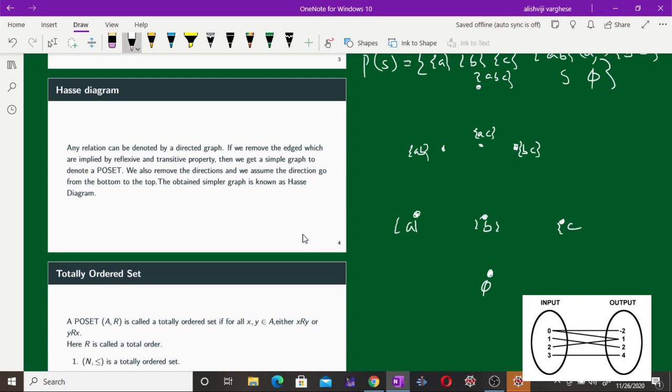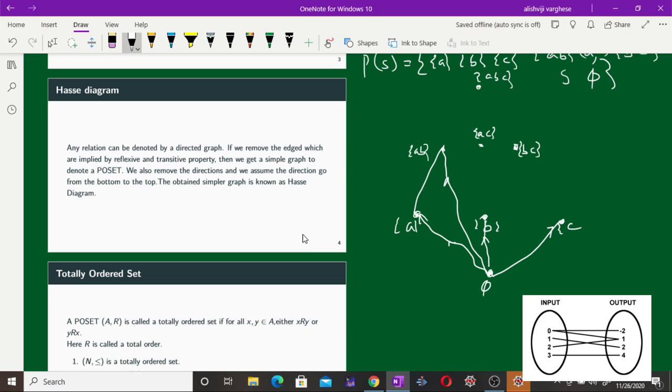Now, the relation is the subset relation, and we know that phi is a subset of all other sets. So phi is related to A, phi is related to B, and phi is related to C. Then phi is related to AB, and phi is related to AC. So there are so many edges like that. But observe one thing: A is a subset of AB.